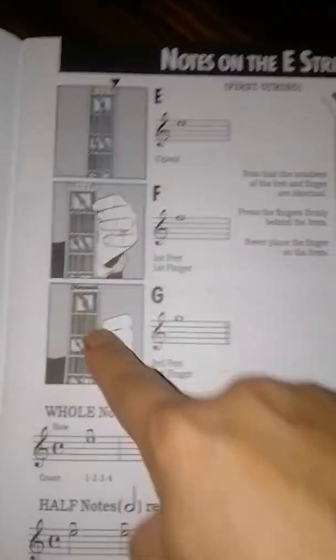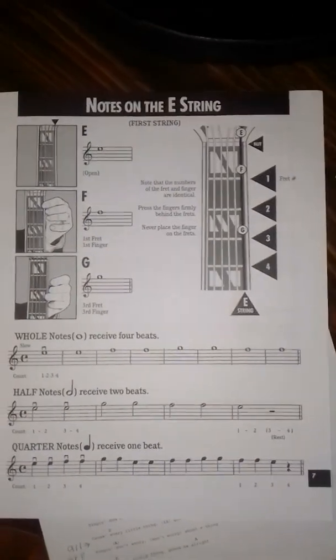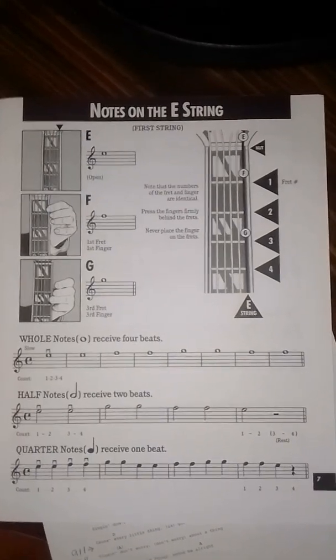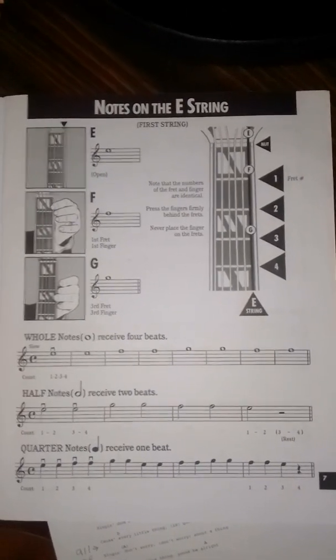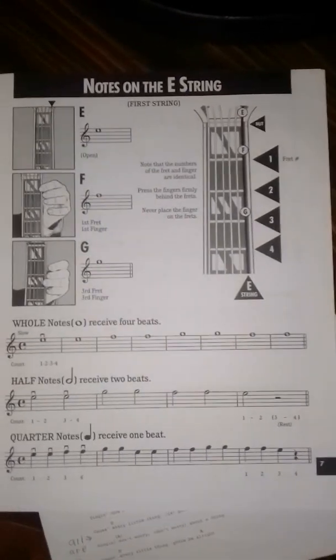Now it's going to show you pictures here. It's also going to show you pictures here. I'm going to zoom out just a little bit here, so if you'd like to screenshot this or if you have the book at home to follow along, what we're going to go over quickly is the whole notes, half notes, and quarter notes. So basically what we're going to do is I'm going to run you through what they are, and then I'm going to play them for you guys, okay?